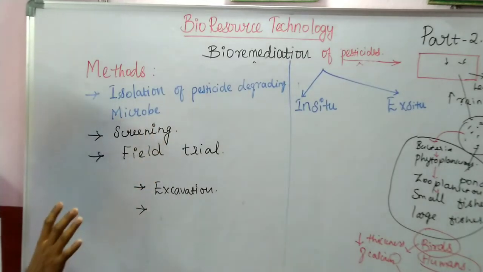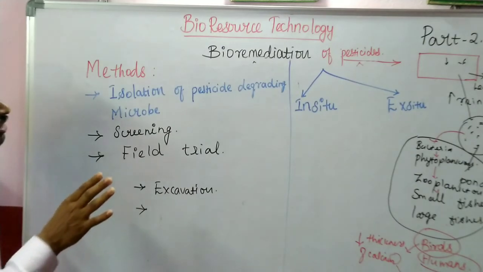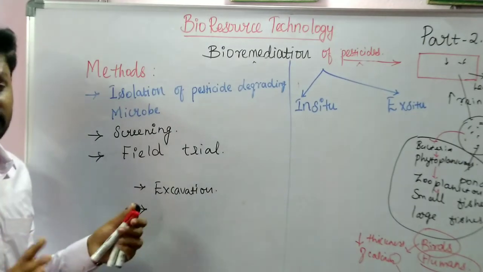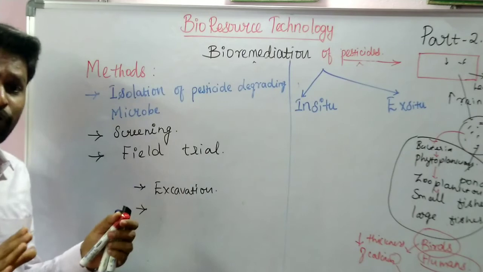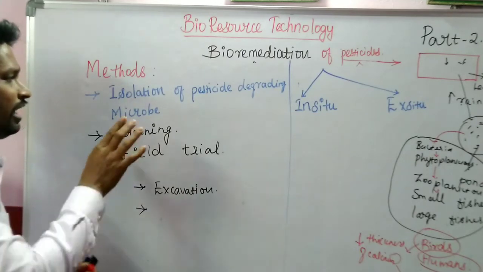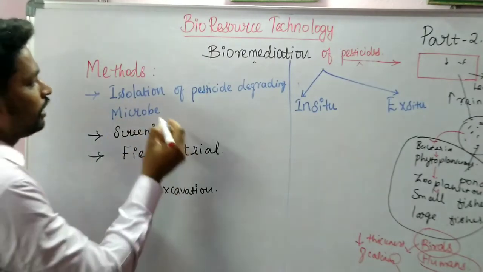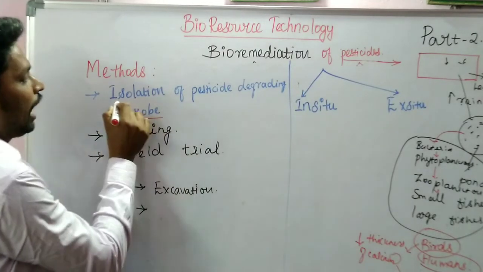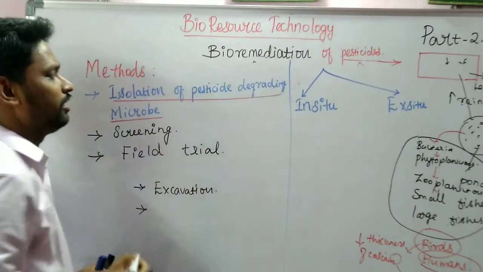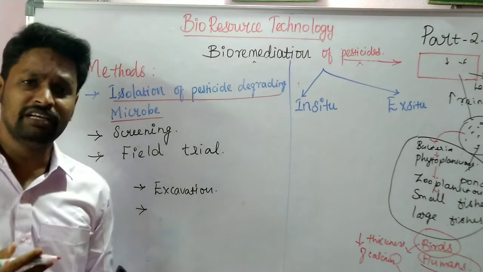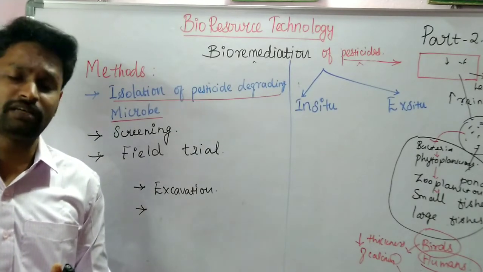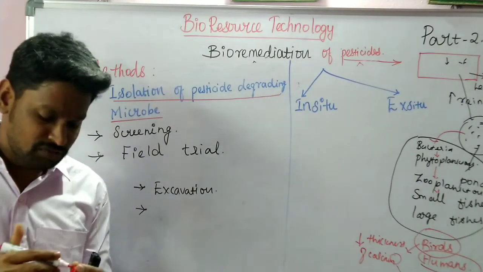For any kind of remediation process, any kind of bioremediation process, we should select an organism. So the organism apt for cleaning the pollutant should be selected. In our case, we are using a microorganism, which means we have to isolate a pesticide degrading microorganism. How can we decide a microorganism can clean up the pesticide, right? It is very simple.